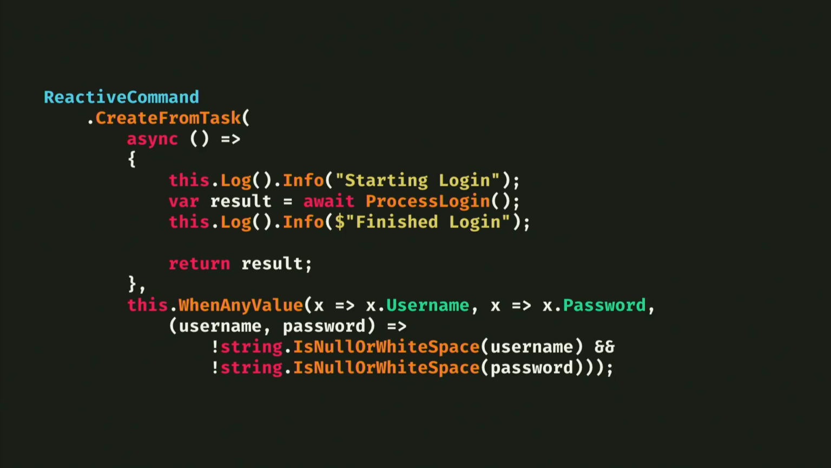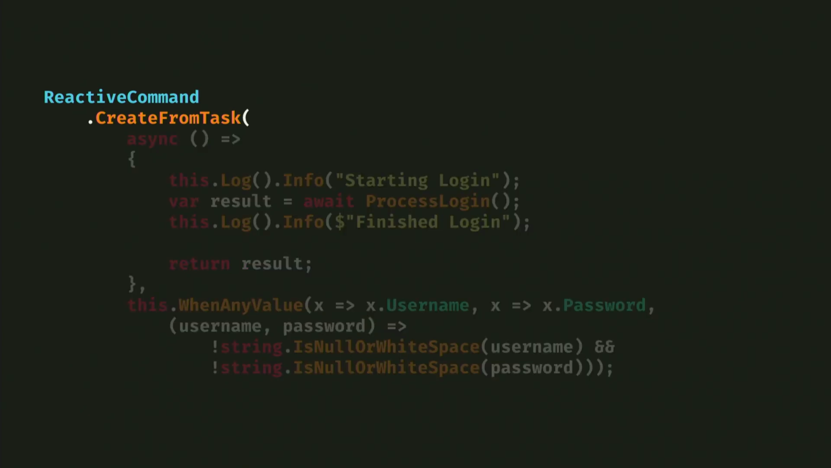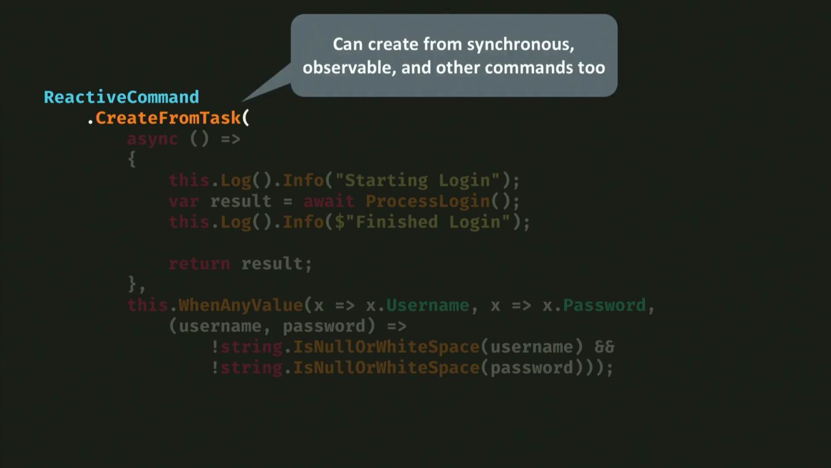To create a reactive command, then, what we do is we build a little story like this. It starts up at the top, and we're going to say, I want to create a reactive command, and I'm going to tell it that I want to create it from a task. So I want to do an asynchronous process with this command. Like I said before, you could do this with a synchronous process. You could actually create commands from observables or have them fire off observables when they run, and you could even create commands from other commands if you want to get crazy with it. But we're just going to look at a simple example here.